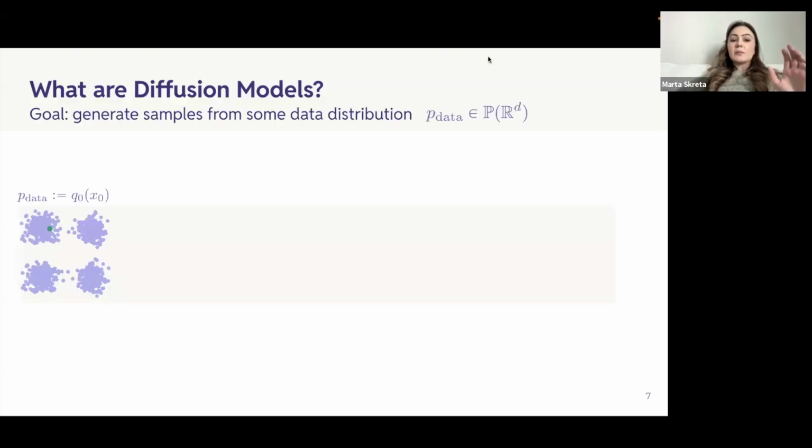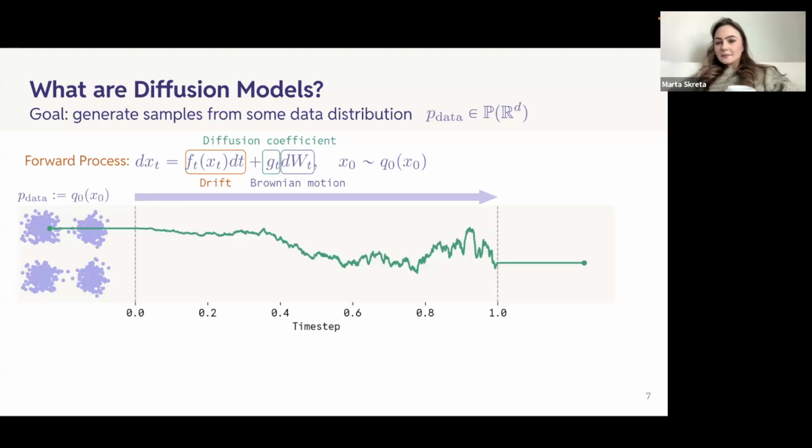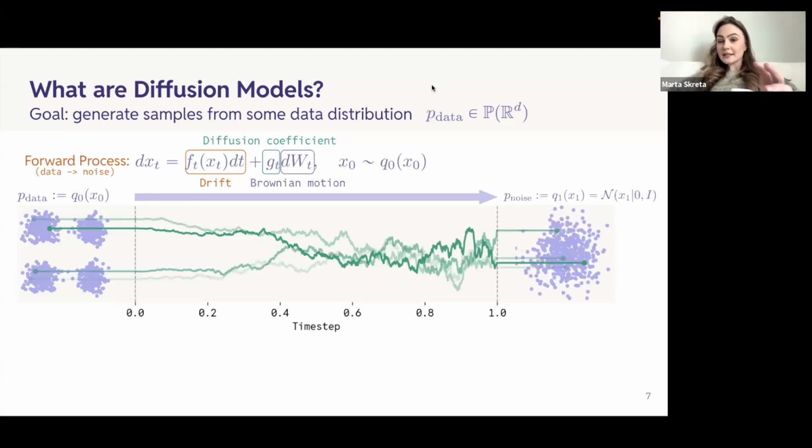So the goal of diffusion models is that we want to sample from some data distribution. And now the question is, how do we do that? So let's say we have this distribution over here in purple, and we take one of the samples from that distribution, and we apply the following SDE. So this SDE consists of a drift, a diffusion coefficient, and some Brownian motion. And we end up in some new space. And what is the space? Well, we see that if we repeat this process over and over, this space is pure isotropic Gaussian noise.